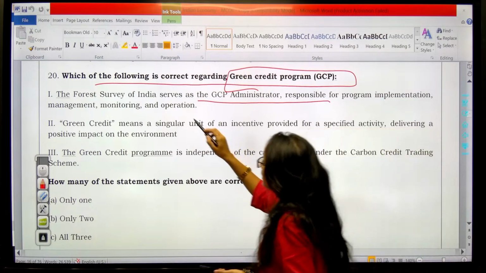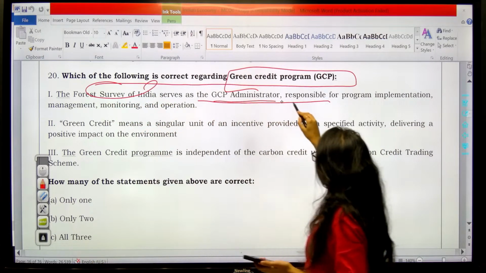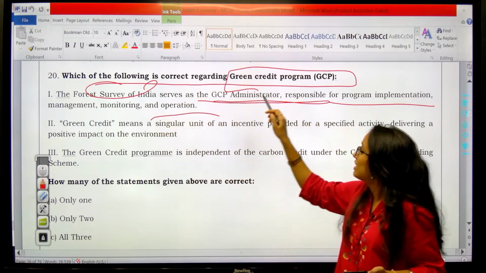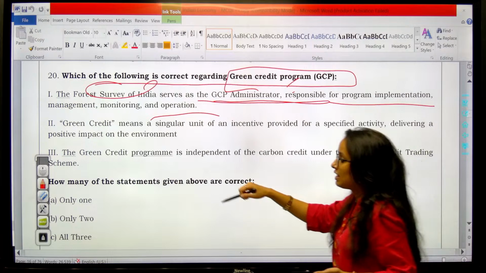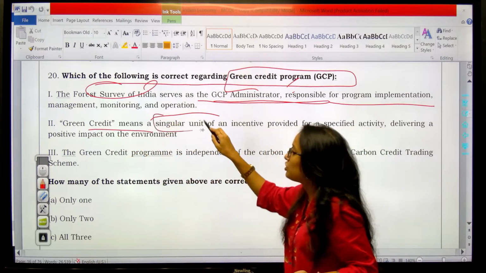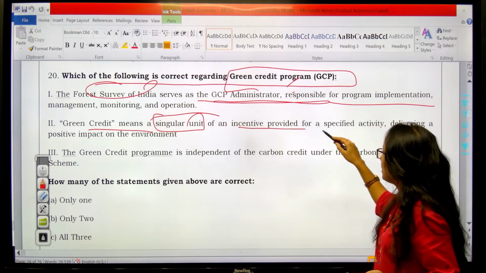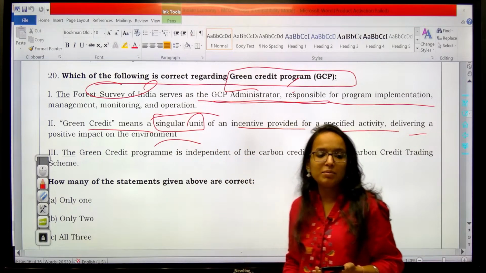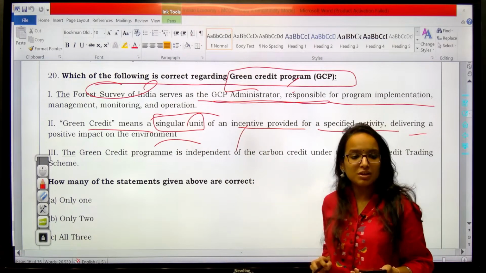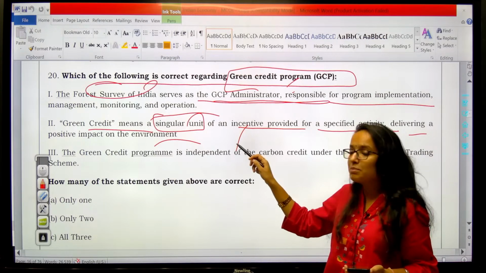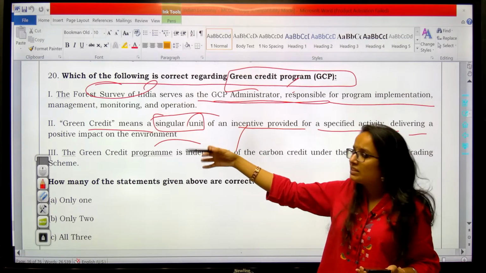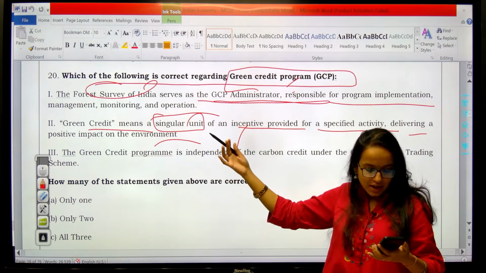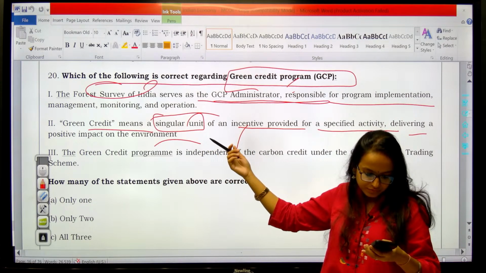So Forest Survey of India serves as the GCP administrator responsible for program implementation, management, monitoring and operation of green credit program. Second says green credit means a singular unit of an incentive provided for a specific activity delivering a positive impact on the environment. Again I told you, desirable statements are always right. Isn't it desirable? Nothing seems to be wrong with this statement. It should be there. So it is a desirable statement, hence it has to be correct.